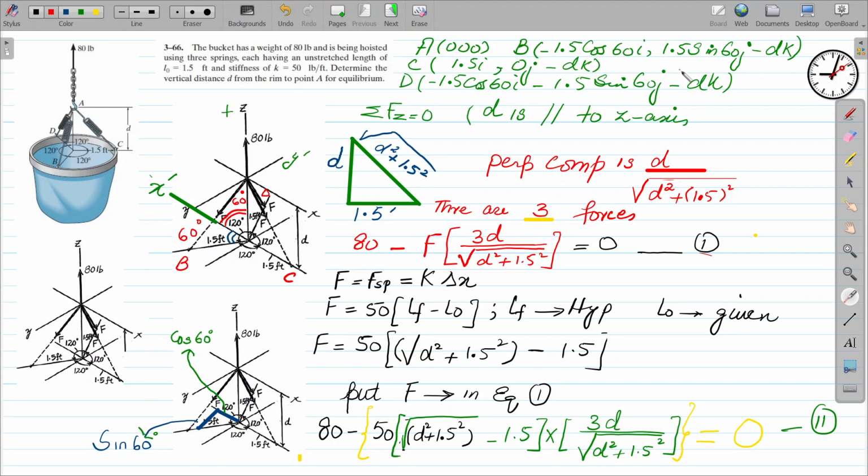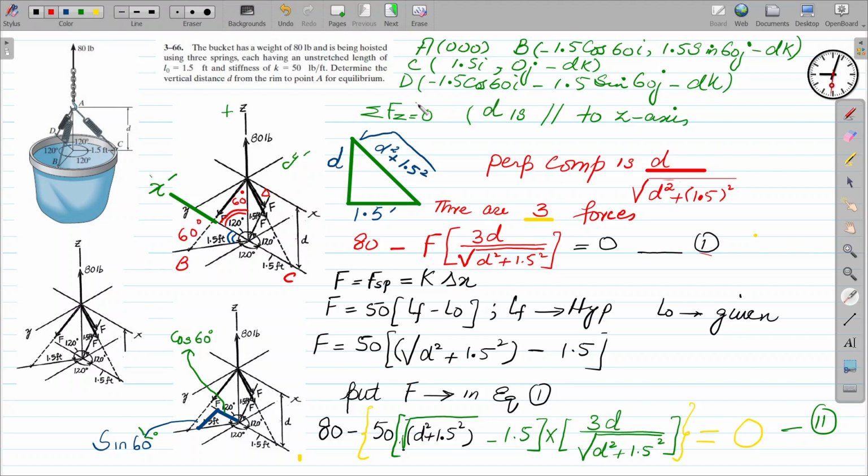And the other component that we will be taking is basically this component. This component is parallel to the y-axis, and if you look at it from here, this is positive y and this is negative y, so it will be 1.5 sine 60 j, and the k component will always be the same from here to here.